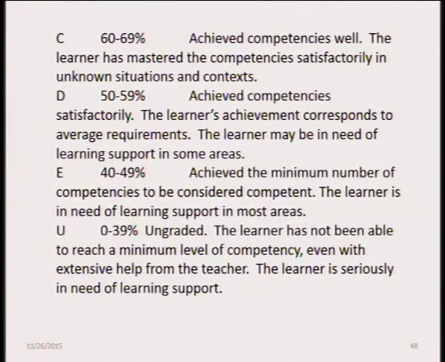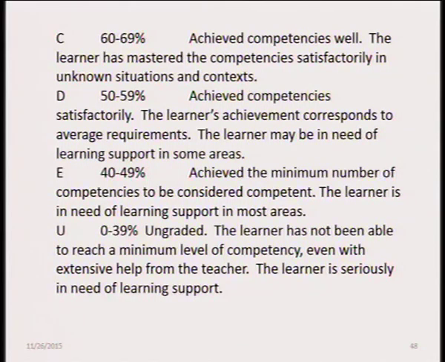It's very important that you know these syllabuses and what they mean. For example, when you give your child a C, 60 to 69%, it means he or she achieved competencies well. The learner has mastered the competencies satisfactorily only in unknown situations and contexts. A D means 50 to 59%. He or she achieved competency only satisfactorily. The learner's achievement corresponds to average requirements. The learner may be in need of learning support in some areas.